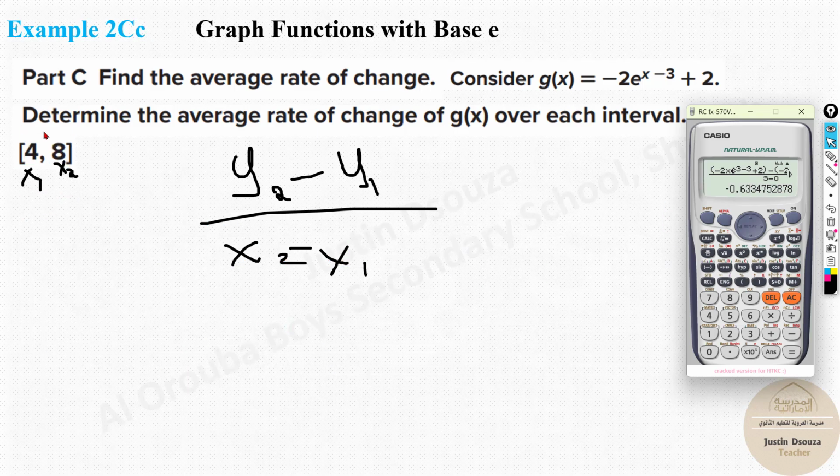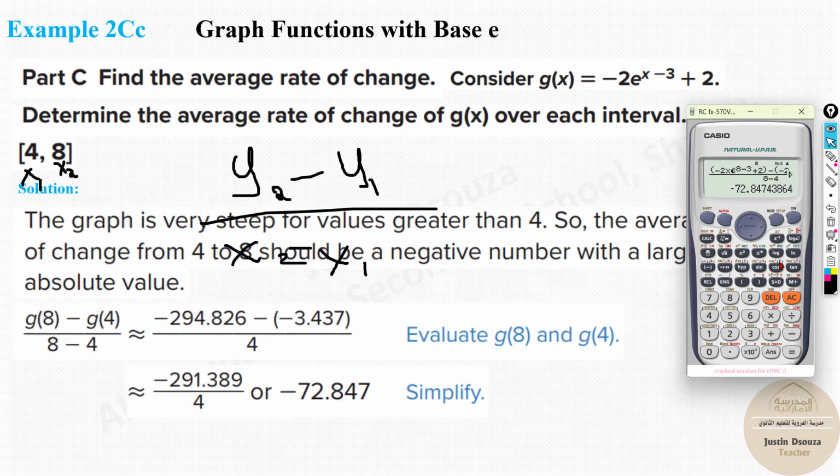And over here now again, you can just change the x values and try it by yourself. x1, y1, x2, y2 are given. All you need to do is substitute this instead of x in the given equation. Over here it will be 8, then everything is the same because the equation is the same, and over here it is 4 divided by 8 minus 4, or you can directly write 4. The answer is negative 72.847. As you can see, that is your answer. So this is how we solve it.